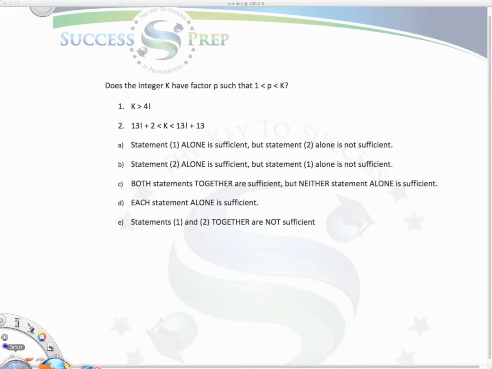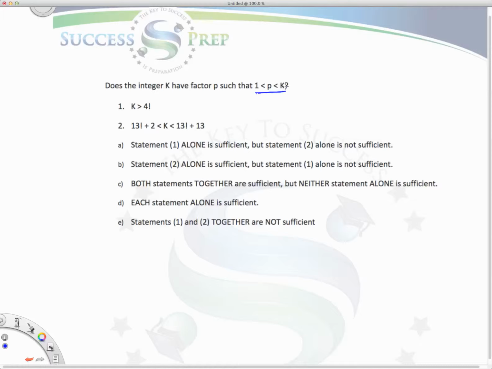You could get a question like this on the GMAT or even potentially on the GRE. It says, does the integer k have a factor p such that 1 is less than p is less than k? The first thing you have to realize for this particular question is, for p to be a factor of k, the value of k cannot be prime.